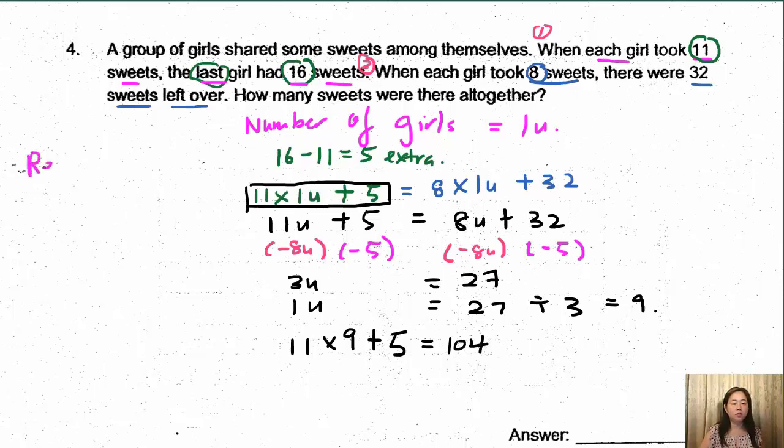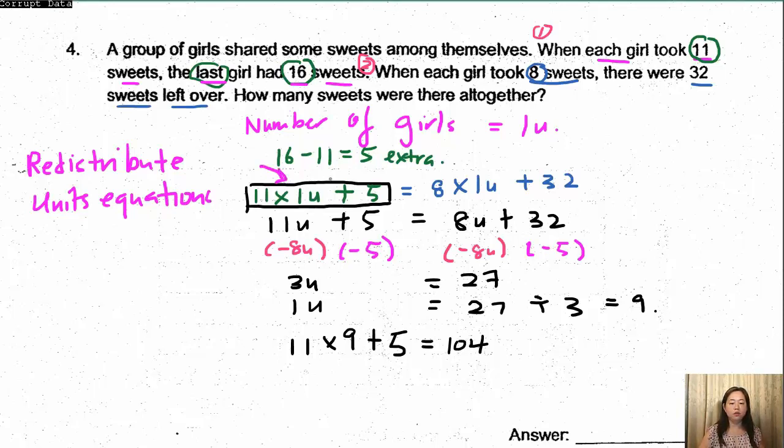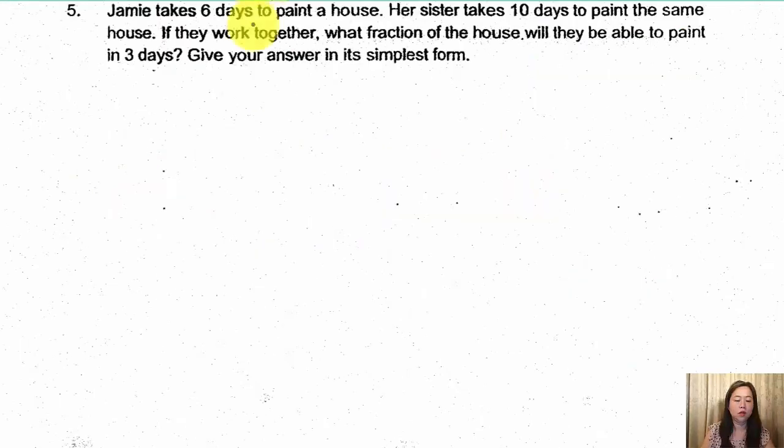Let's recap what we have learned here. We learned how the question redistribute based on the same number of girls but different number of sweets for each girl. We also learned about unit equation, because we have created two different unit equations, 1, 2, so that we can equate them to be the same in order to find one unit here.